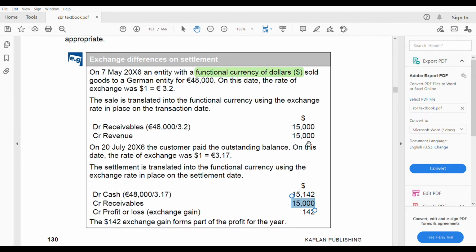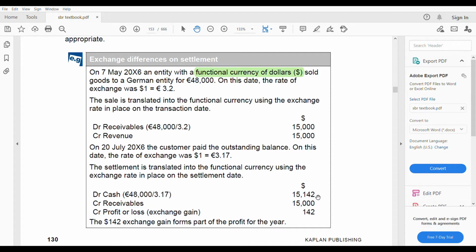Why? Just see your receivable account, it's debit here 15,000, right? So your receivable balance at the end should be zero. That means whatever receivable you have in the beginning and the end, it should be zero. There should be no receivable, because the customer paid the outstanding balance. So your receivable here is debited, here it will be credited. Fully it's gone now. The customer has paid the outstanding balance, it's over.